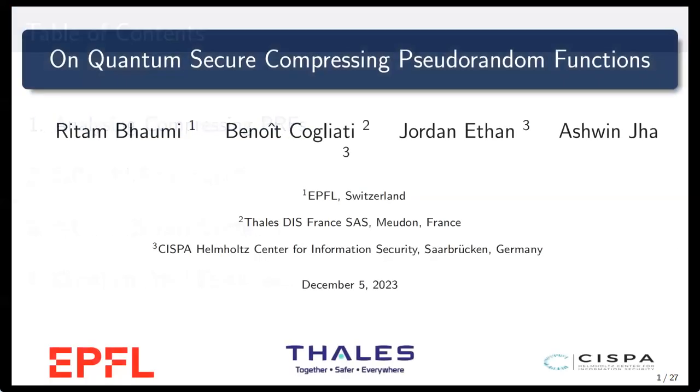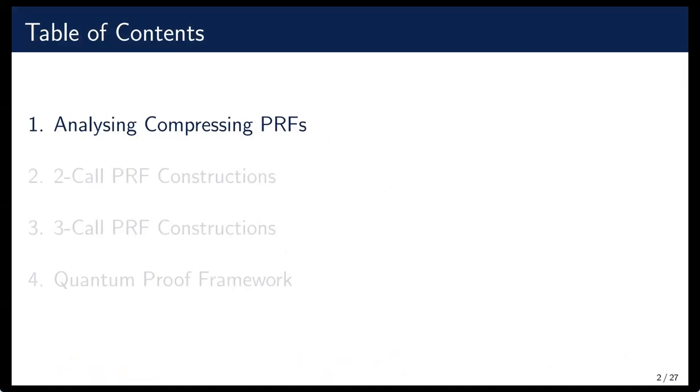This talk will be divided into four parts. First, we'll explain a bit about the given collection of compressing PRFs. Then we will discuss the two-call PRF constructions and three-call PRF constructions, and explain the differences between them. And in the last part, we will explain our quantum proof.